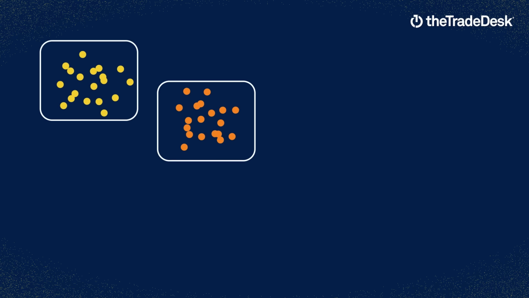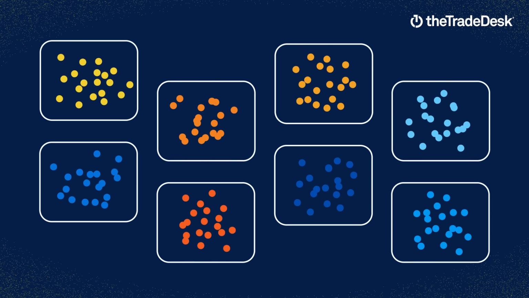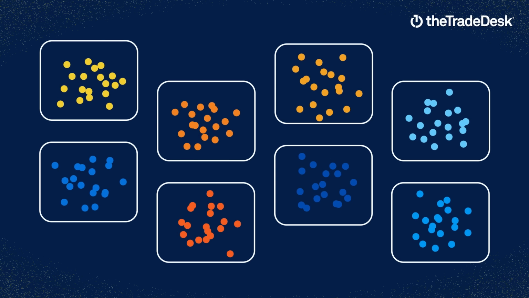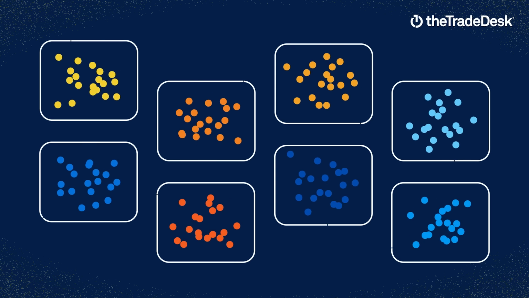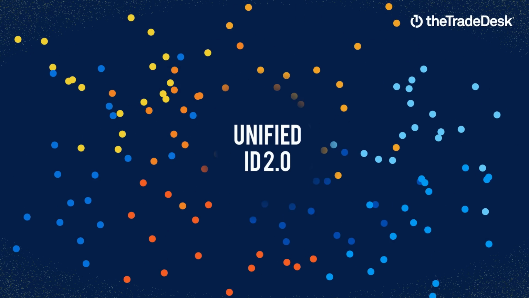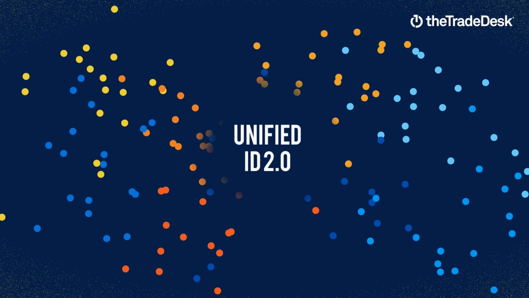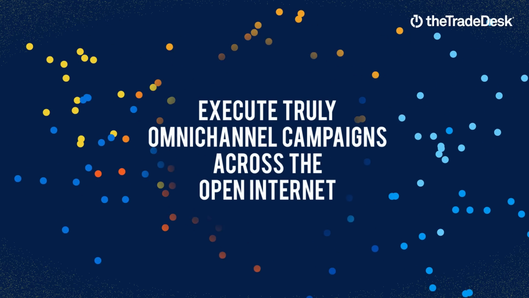Other proposed solutions can't deliver on that need. Instead, creating an internet of mini walled gardens and more black box measurement. With Galileo, the interoperability of Unified ID 2.0 helps advertisers match their data easily and execute truly omni-channel campaigns. So, why is Galileo better?